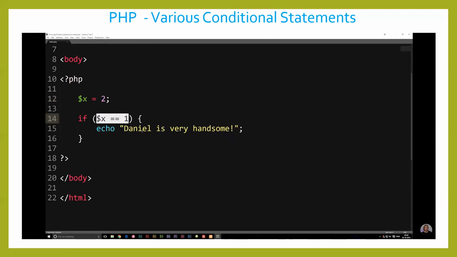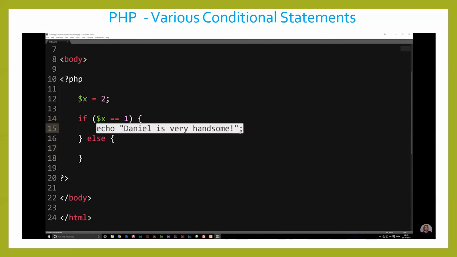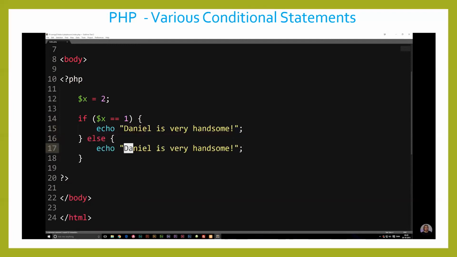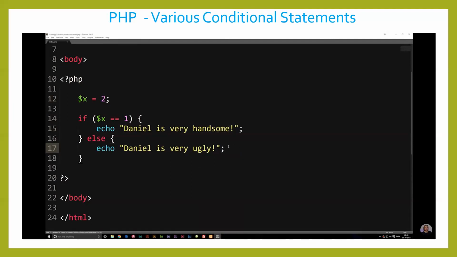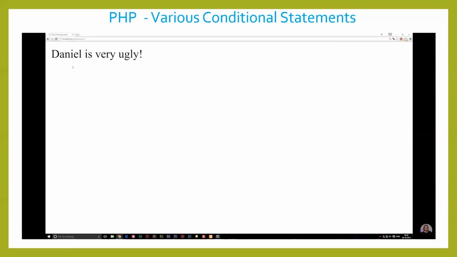Then do this. Now, in order to do something if something else is true other than what we wrote in here, we can write what is called an else statement, where we say if anything else is true, do this. We can take the echo, copy it, put it down here, and say Daniel is very ugly, which of course wouldn't actually be true, but let's say we have Daniel is very ugly down here. In this case, we would go inside the browser, and you guys will see it does say Daniel is very ugly.